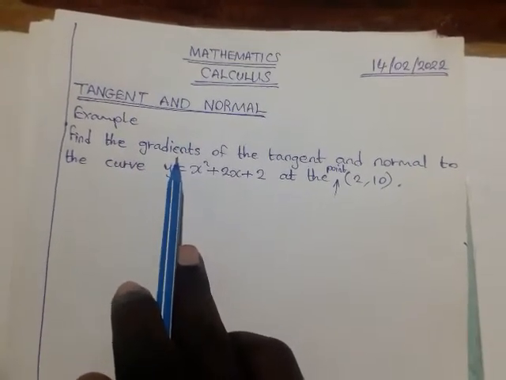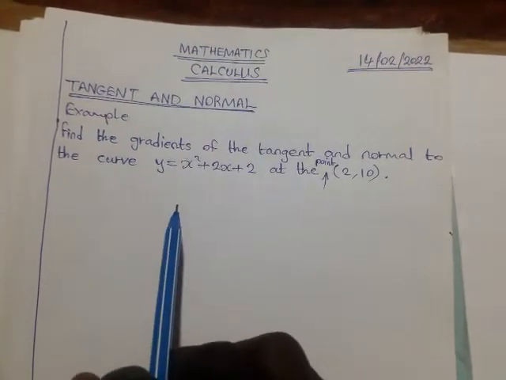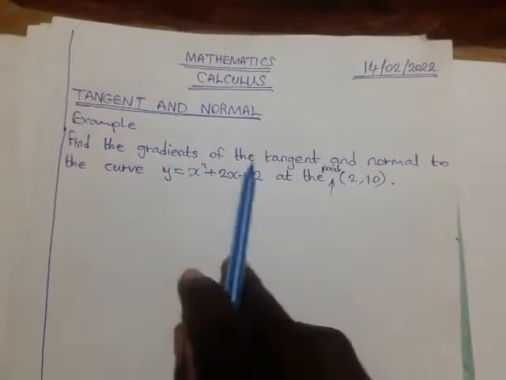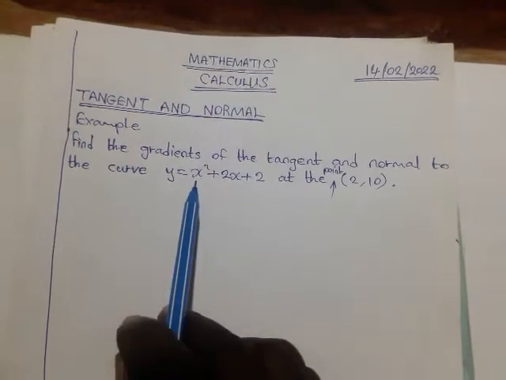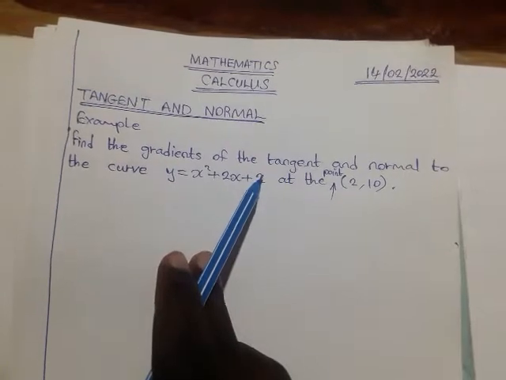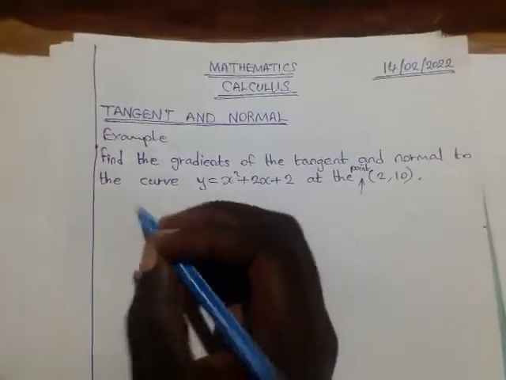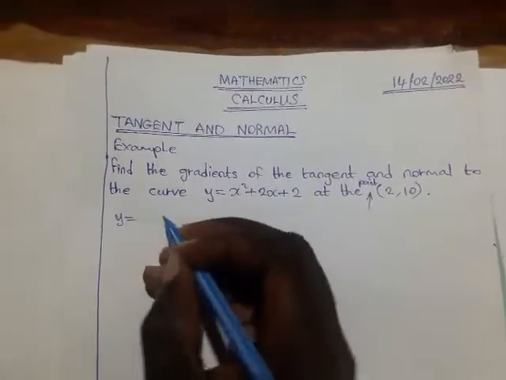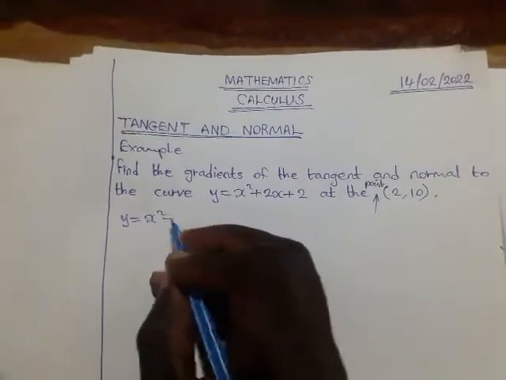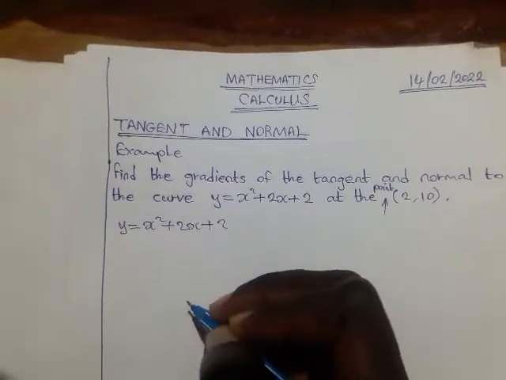So when you're dealing with normal and tangents, what is required first is to differentiate this curve. You have to differentiate this curve so that it helps you to come up with the derivative, which will lead you to the gradient. So I'm going to write the curve, which is y equal to x squared plus 2x plus 2.